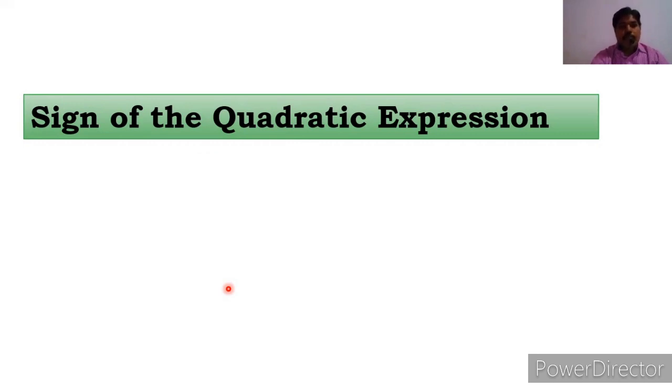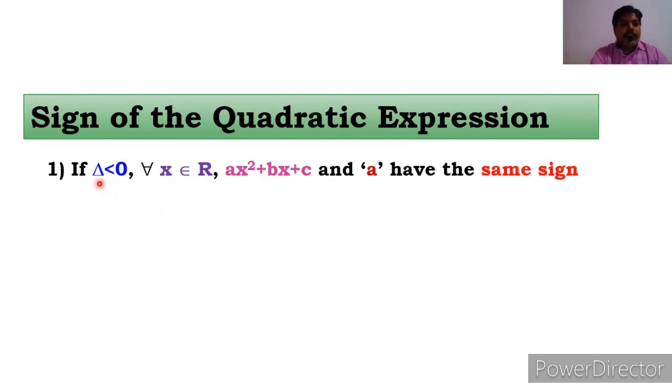Just remember that 4 points I will give you, the sign of a quadratic expression. So if you can remember these 4 conditions, then we can identify what is the sign of the given quadratic expression. So first see this one. If delta is less than 0, the discriminant is less than 0, then ax square plus bx plus c and a both have same sign. The meaning is, if a is positive, automatically ax square plus bx plus c is positive. If a is negative, automatically ax square plus bx plus c is also negative.